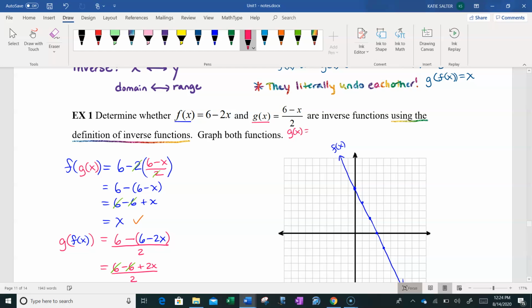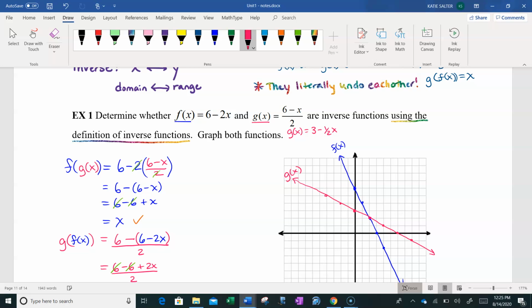So g of x is really 6 divided by 2 is 3, and negative 1x divided by 2 would be negative 1/2 x. So this one has a y-intercept at 3, and a slope of negative 1/2. So we're going to go down 1, right 2. And graph that line. And we will label this one g of x.